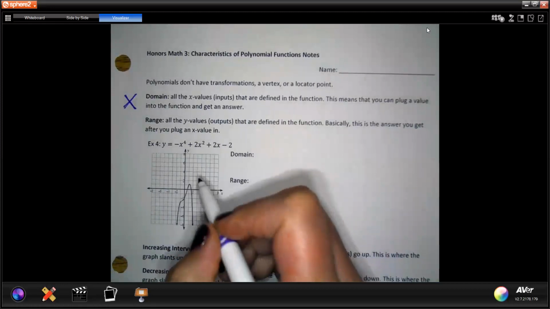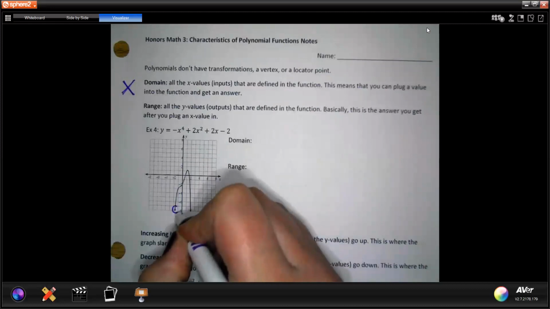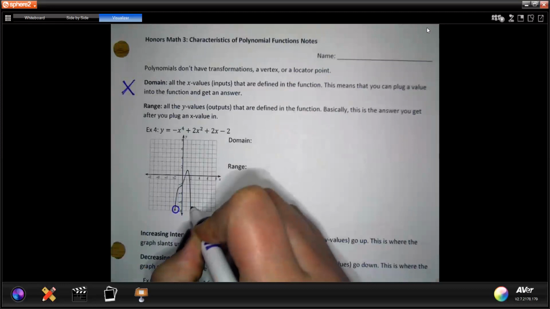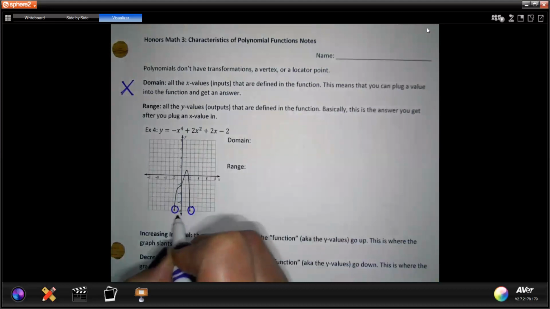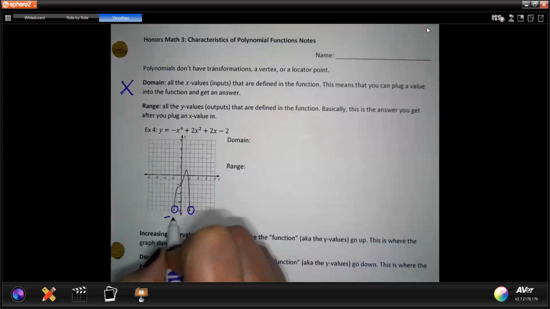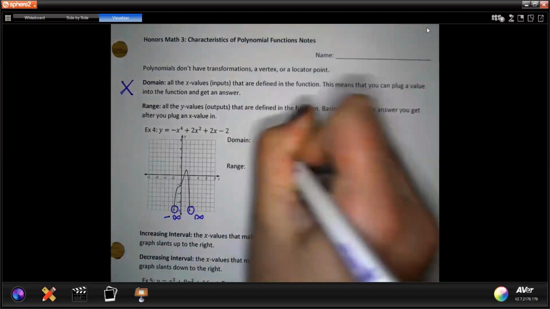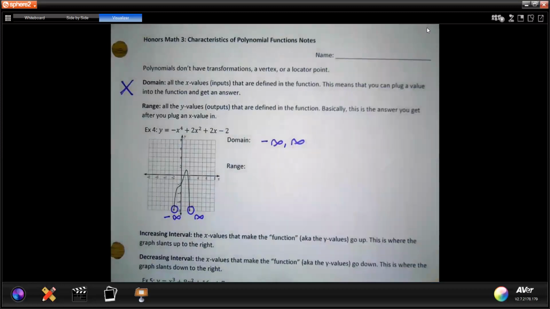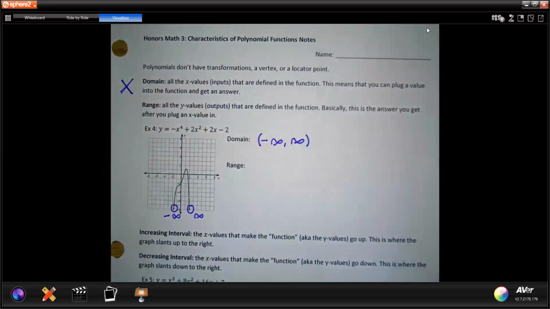For the domain, we're thinking x values, so we're thinking left to right. If I look at this picture, the left side of the picture is an arrow, the right side of the picture is an arrow. Left arrows and right arrows are always just infinities, and a left arrow is a negative infinity. A right arrow would be a positive infinity. If we write the domain, we're always going to write our answers from left to right. So I can write negative infinity first and positive infinity second. And then infinities always get parentheses. All right, so that's the domain.